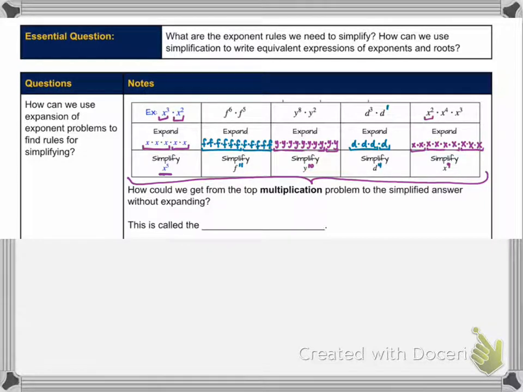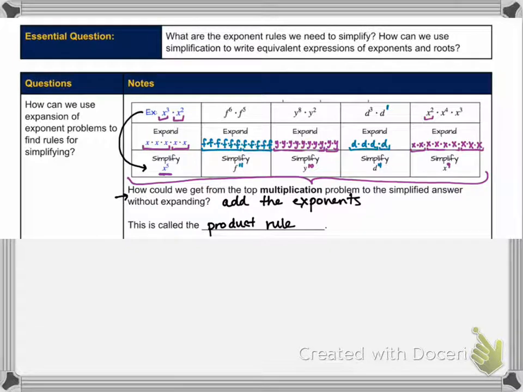So you're going to pause and answer this question down here. How could we get from the top multiplication problem to the simplified answer without having to expand it out? So how did I get from the top to the bottom in all 5 of those problems? What did I do to the exponents? All right, and the rule that hopefully you found is that you added the exponents.